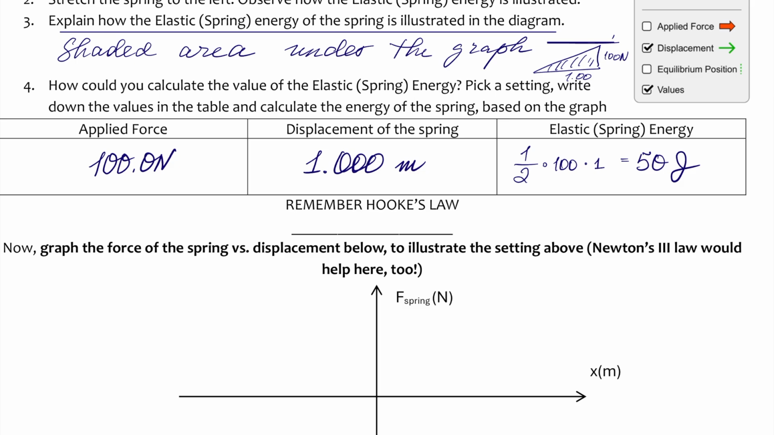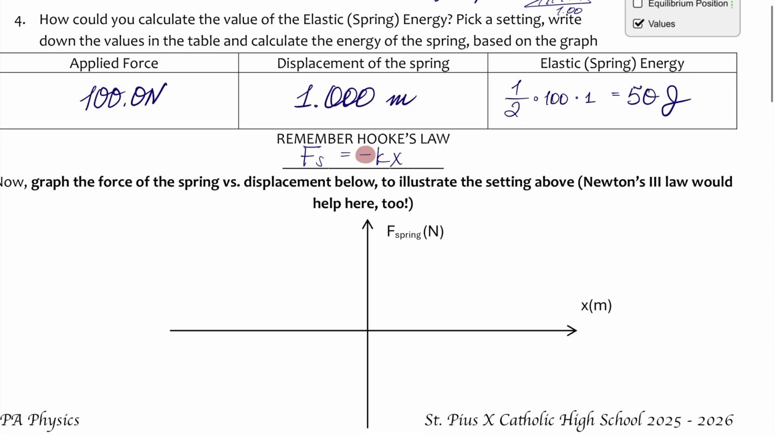Hooke's law teaches us that the force of the spring equals negative kx, where k is the spring constant, and that negative sign is directional because they're in the opposite direction. The force of the spring and the displacement are in the opposite direction. And that is what some forgot when they were drawing the graph.